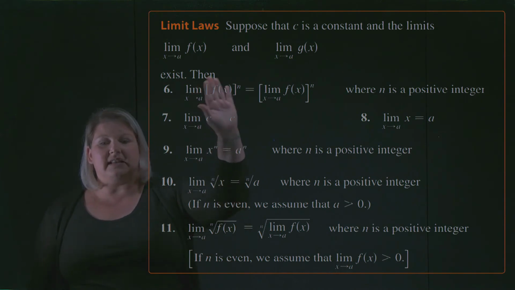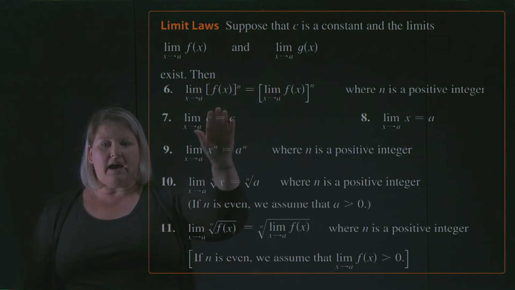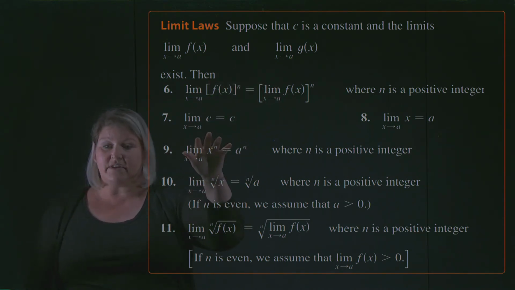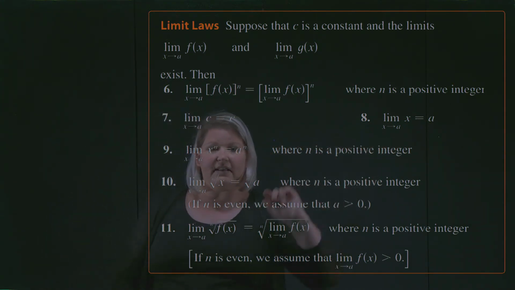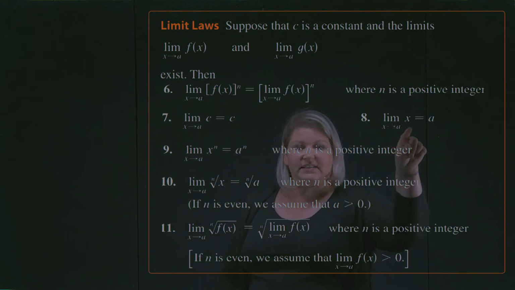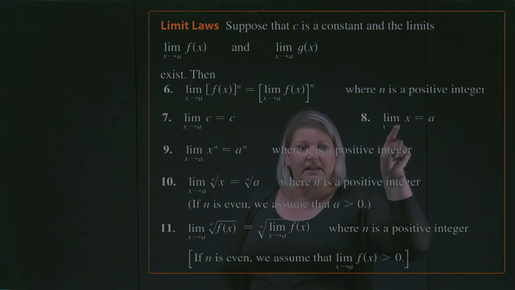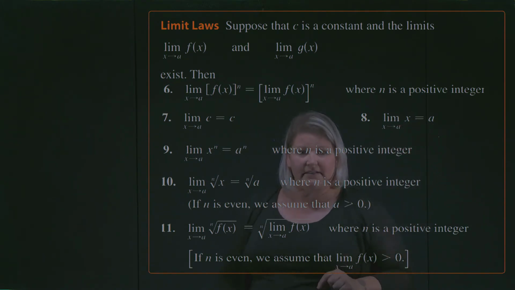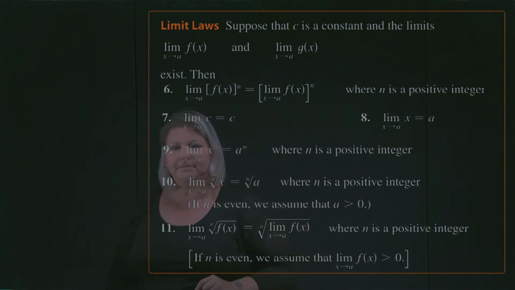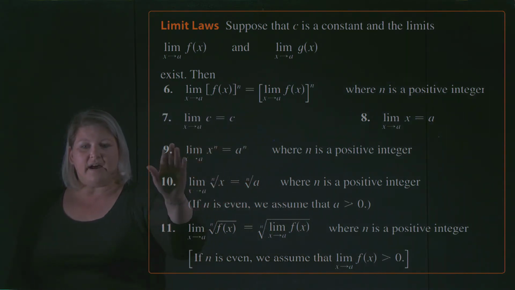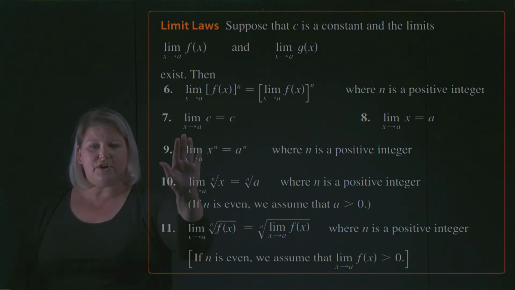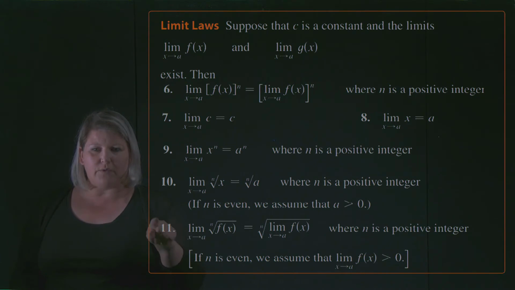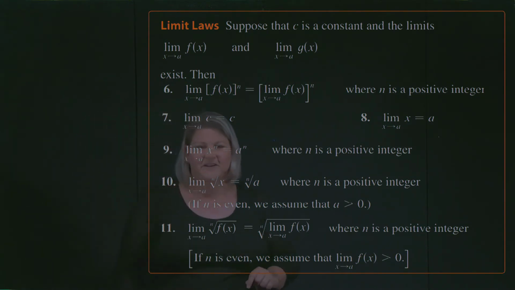You can also take limits to a power. If you have a constant, the limit of a constant is just that constant. If you have the limit of just a single variable, then the limit is equal to that limit approaching. If you have a, which is your constant, and n is your positive integer, this works for powers, it works for radicals, and it works for roots as well, okay?